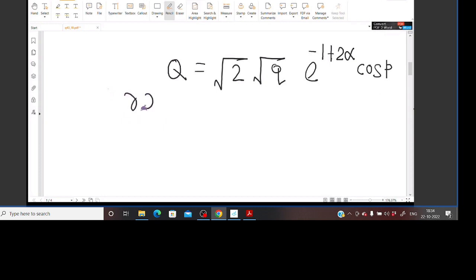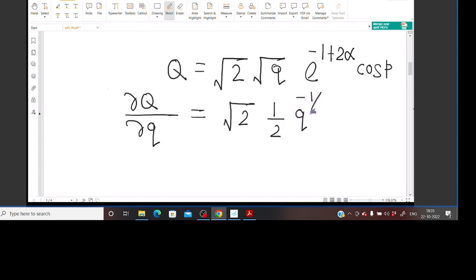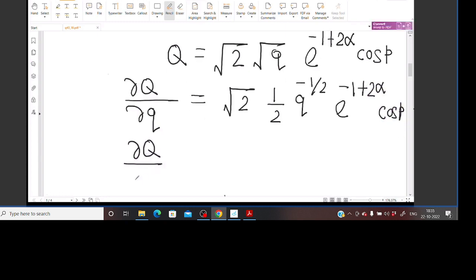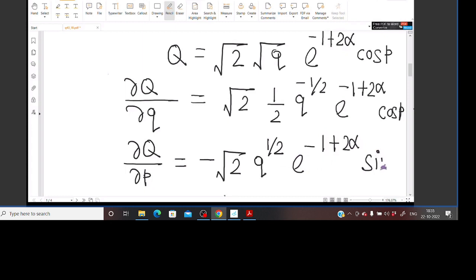So the partial differentiation of capital Q with respect to small q is equal to root 2 into half into q to the power minus half into e to the power minus 1 plus 2 alpha into cos small p, and the partial differentiation of capital Q with respect to small p is equal to minus root 2 into small q to the power half into e to the power minus 1 plus 2 alpha into sine small p.